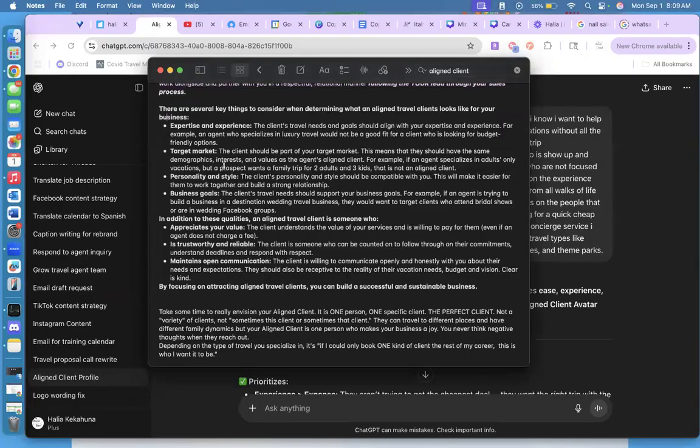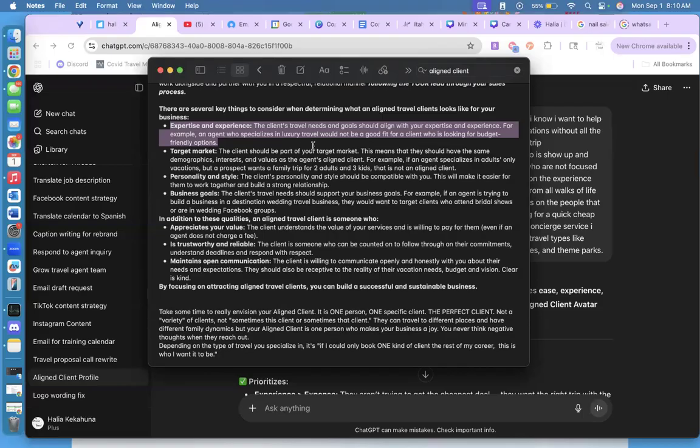So there are several key things to consider when determining what an aligned client looks like for your business. You want to consider your expertise and experience. The client's travel needs and goals should align with your expertise and experience. So if you are wanting to niche down and book cruises only, and somebody comes in with a Disney request, is that an aligned client? No. Can you still book for them? Absolutely, if you choose to. Again, you are the business owner. You are making the rules here.